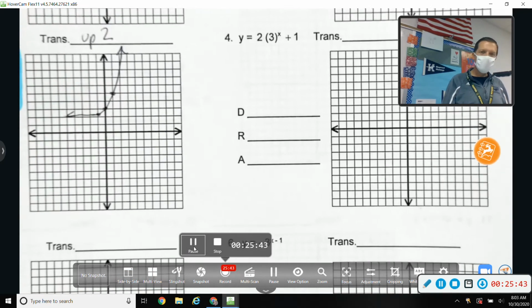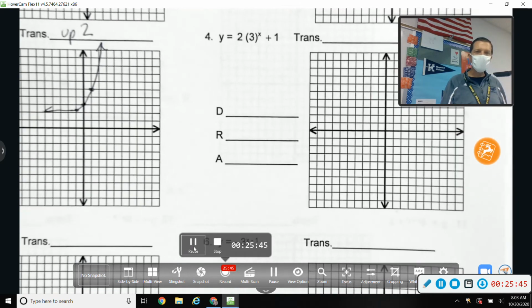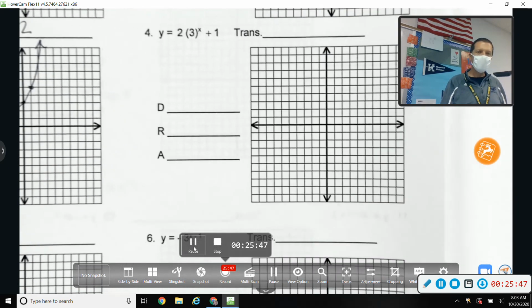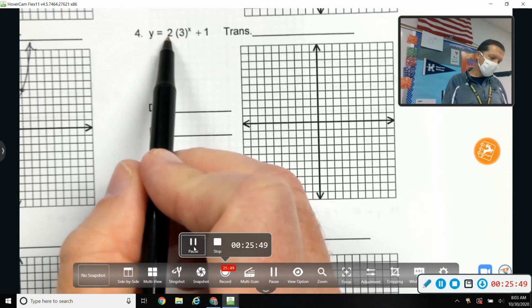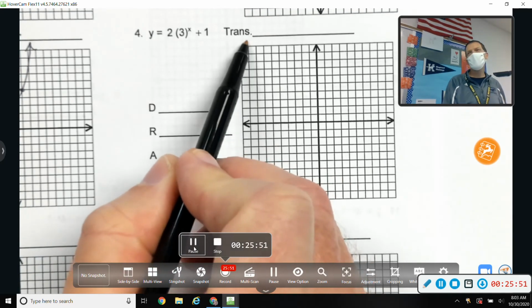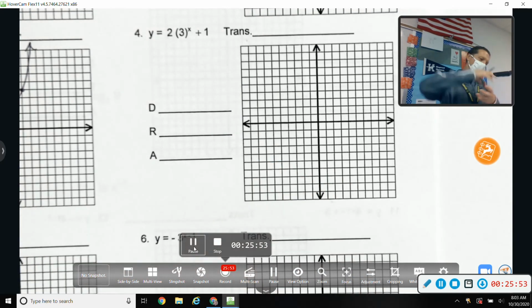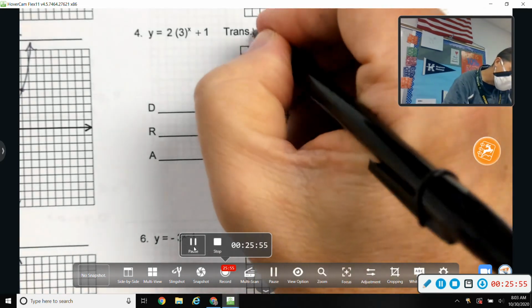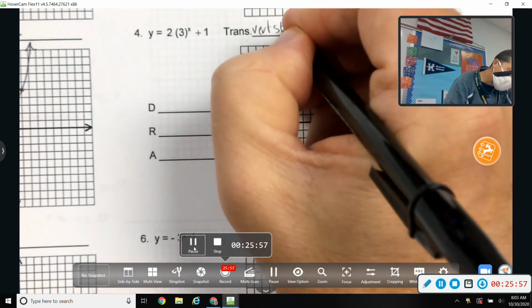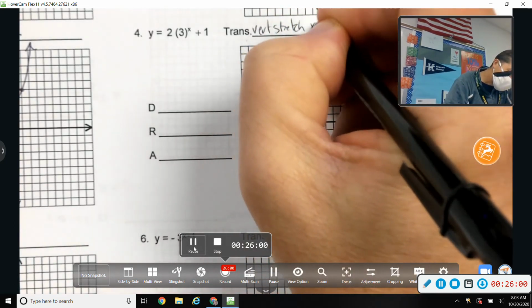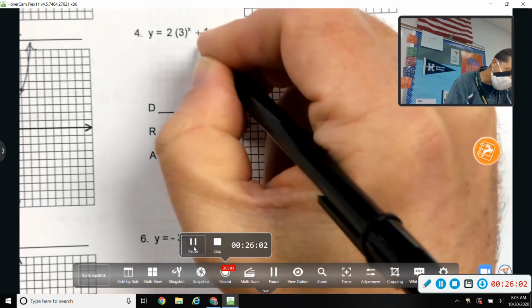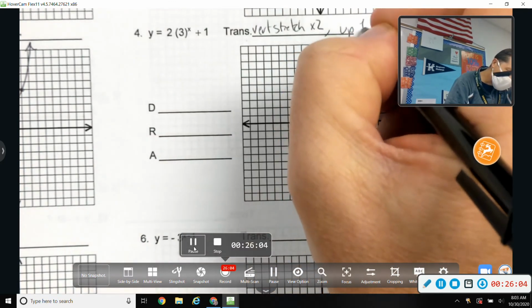Let's do number 4. We got a 2 out front. What's the 2 do in terms of transformations? Good. Vertical stretch. Vertical stretch times 2, and then that plus 1 is up 1.